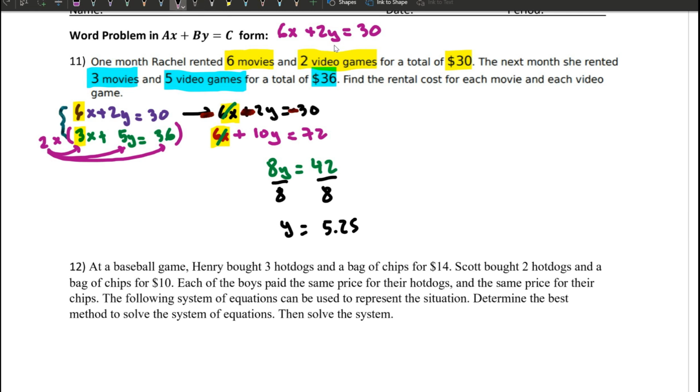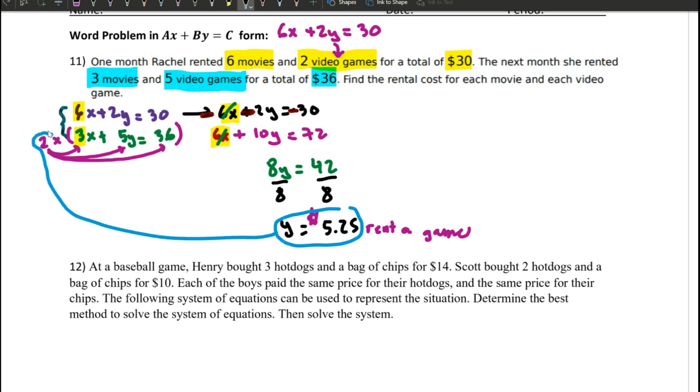So earlier we said that y is the cost of the video game, which means it's $5.25 to rent a video game. To rent a game. How about that? It's easier to say, to rent a game. And to solve for how much it costs for the movie, you take this and plug it into one of the original equations. It looks like the second one is easier to plug into.